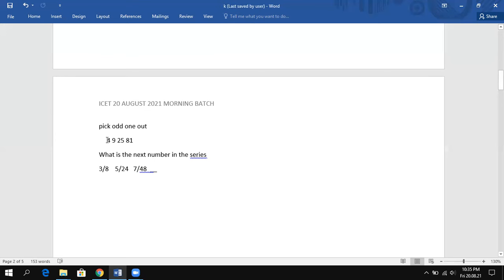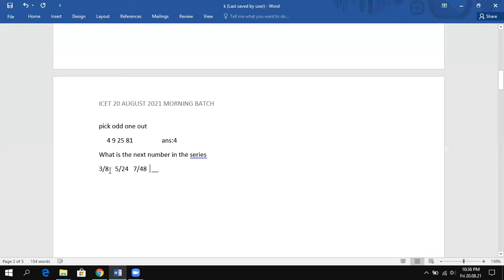When you first see these numbers, you will definitely think that these are perfect squares. No, what could be the odd one? If you observe clearly, there is only one even number and the rest of the three are odd numbers. So the odd one out would be 4. So the answer would be 4.